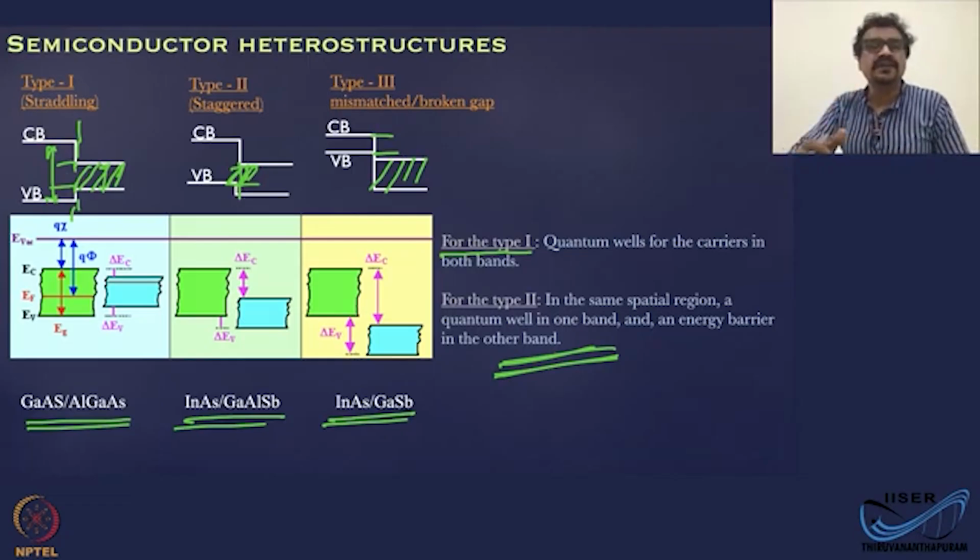There's a type 1, type 2, and type 3, and they are classified according to how the conduction and valence bands are shifted along the energy axis with respect to the vacuum level. All right, so now let's take some examples.